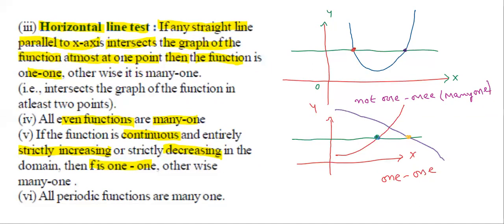Otherwise, we will say many-one. All even functions are many-one only. All periodic functions are many-one only. So what is a periodic function? I will discuss later. Don't worry. I think all of you understood now.